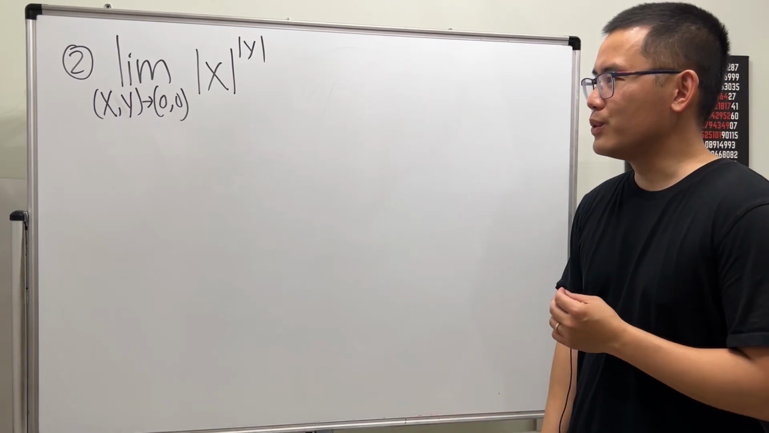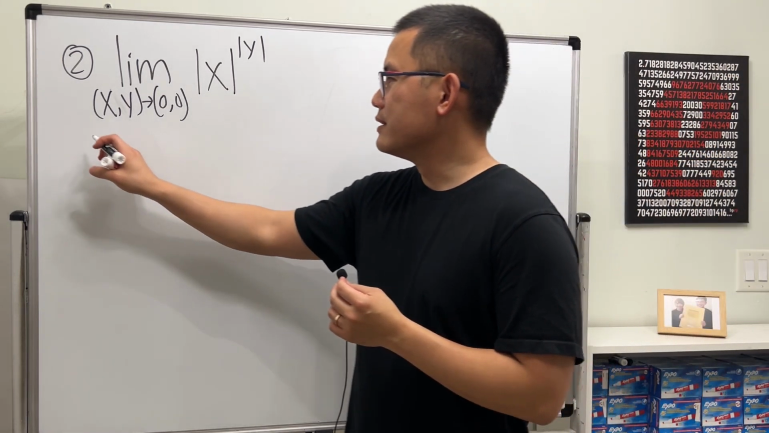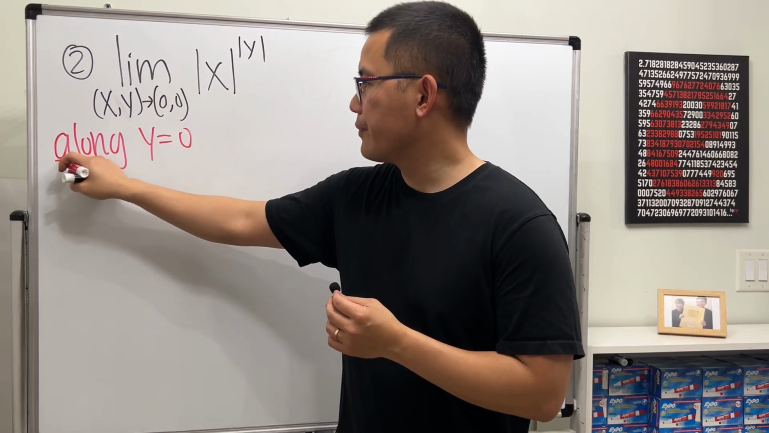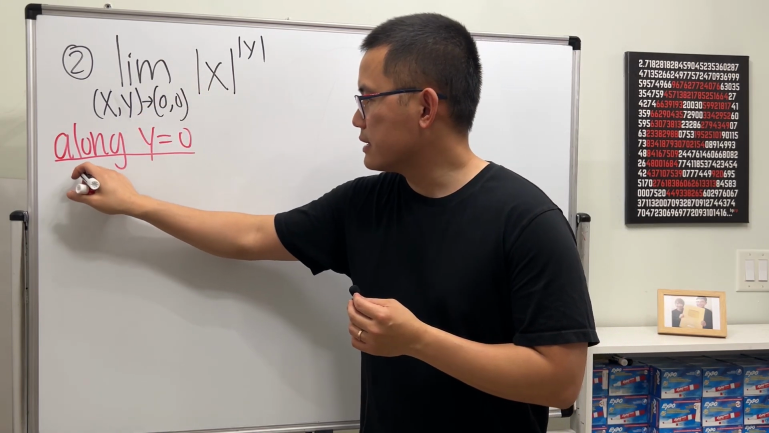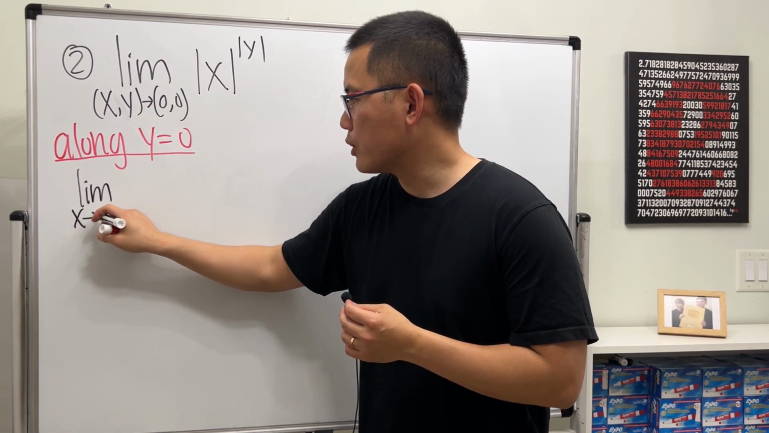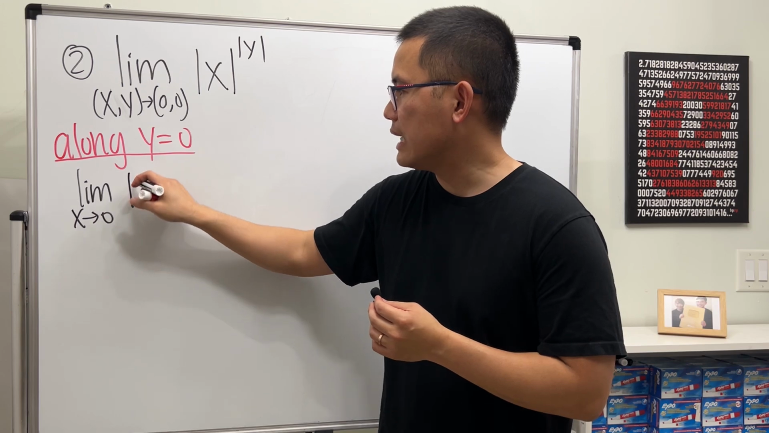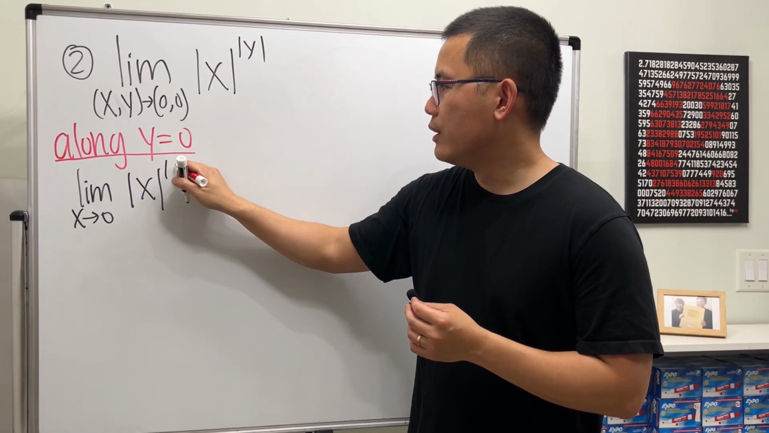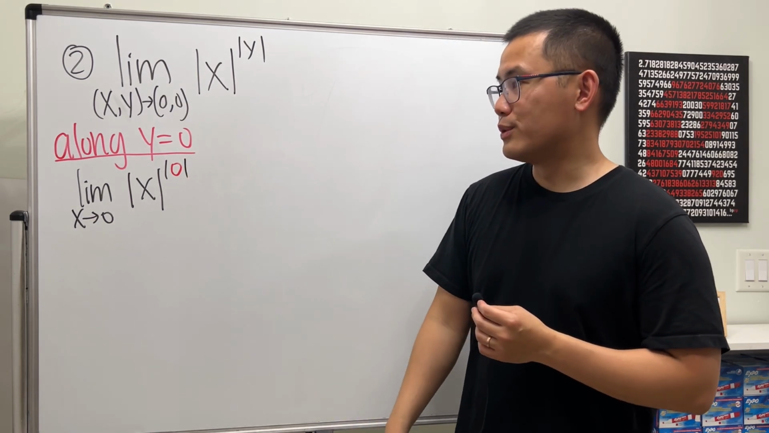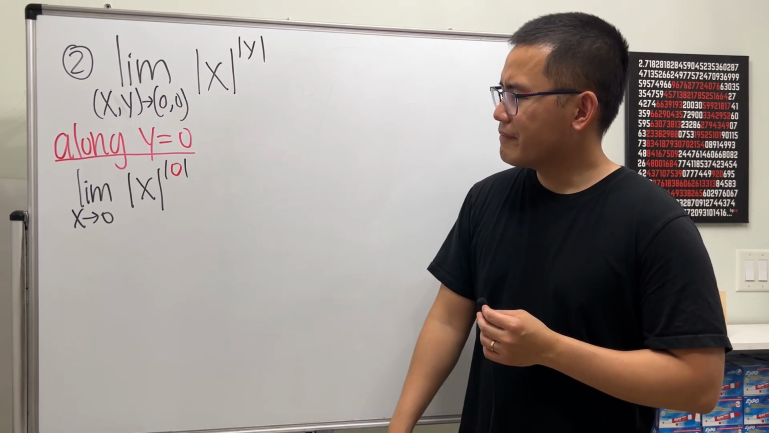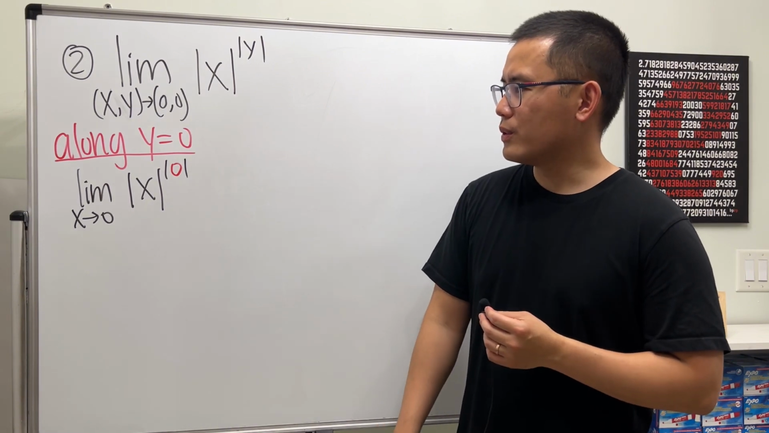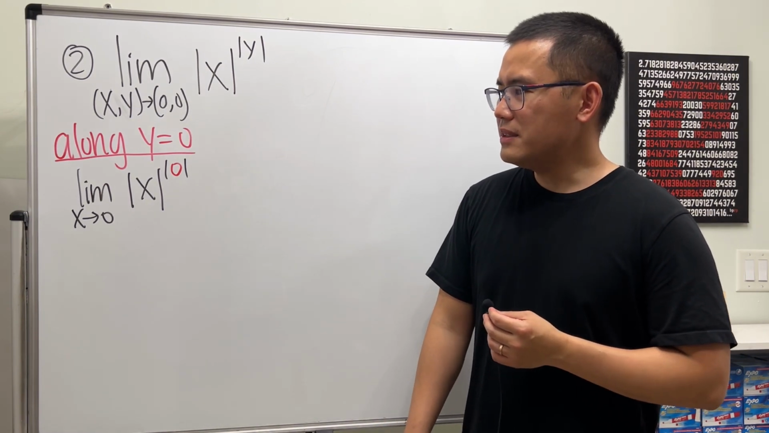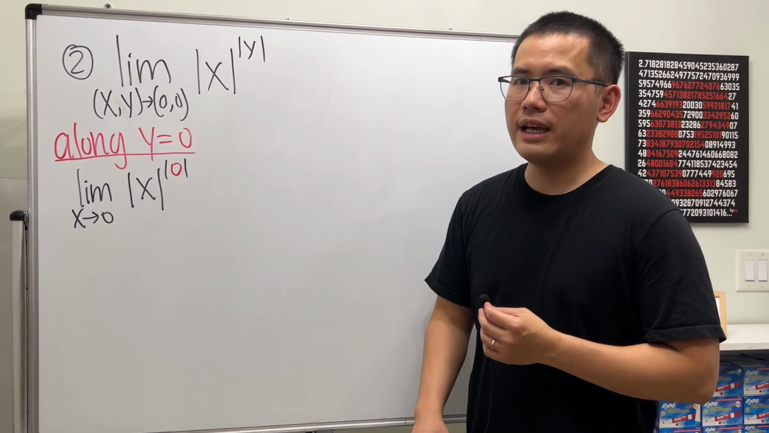Well, why don't we try to do what we did earlier? So start with along y is equal to 0. So this will give us the limit as x approaching 0, and then we are looking at the absolute value of x raised to the absolute value of zero's power. And it's just a one-dimensional case, right? One single variable case. To figure this out though, I think the easiest way is to look at a picture.